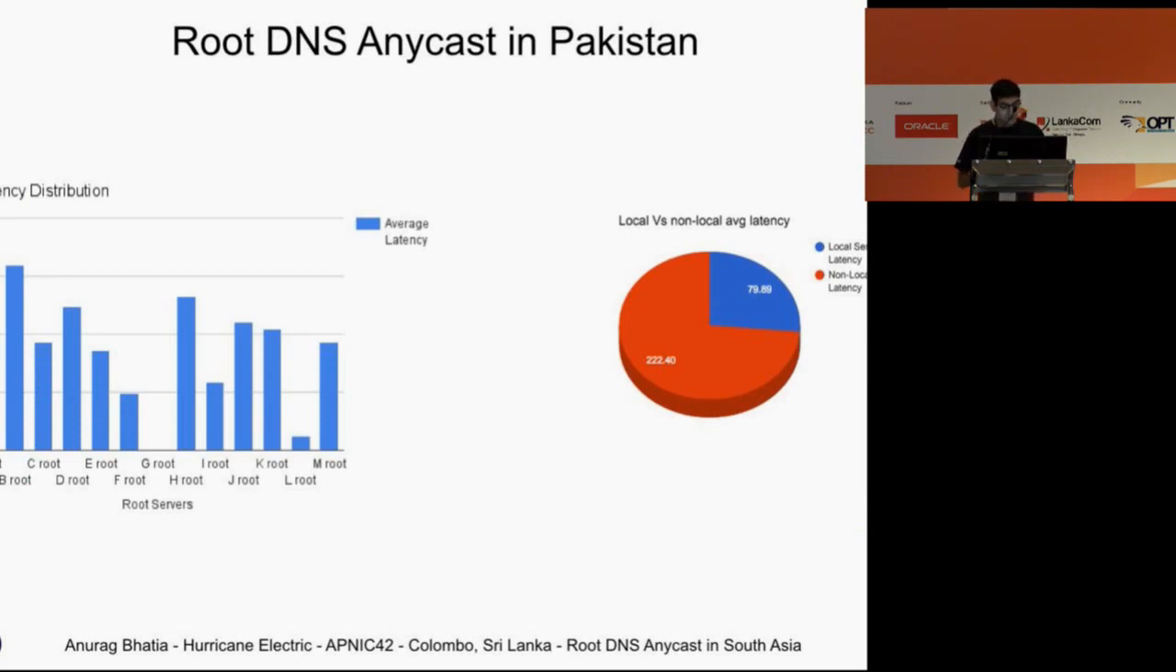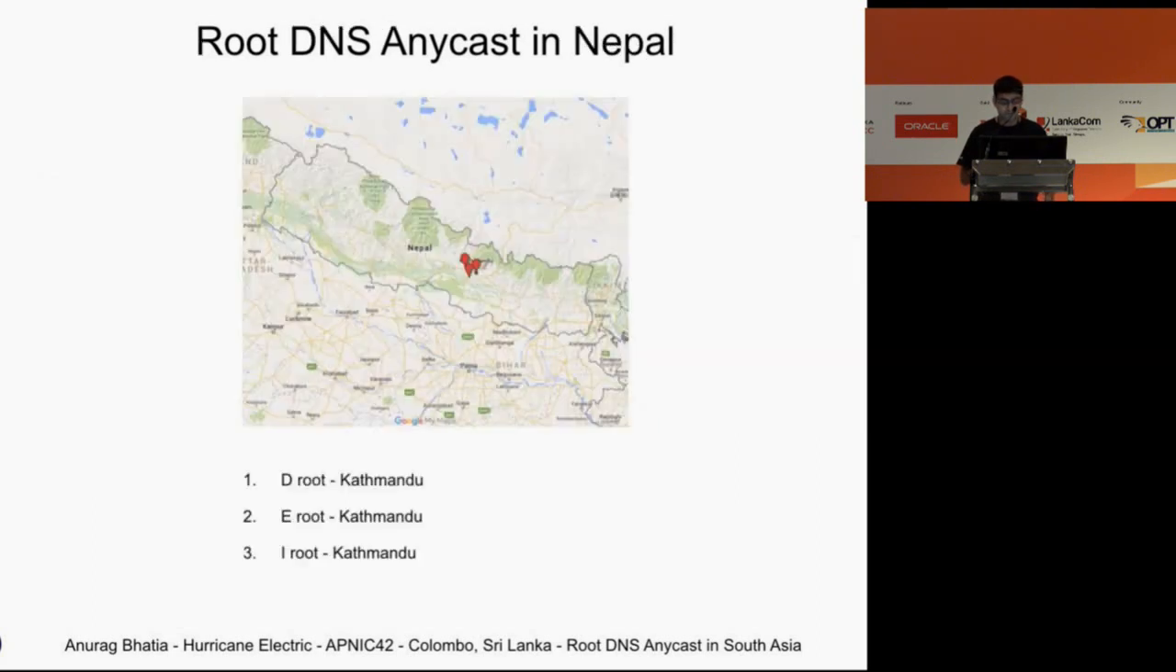So, latency distribution, as we can see, L root gave much better latency. In all the rest of the cases, the latency was much, much higher, usually close to 200 milliseconds. And in this case, local server versus non-local server, we had a difference of 80 milliseconds for the local versus 220 milliseconds for the servers which were not local.